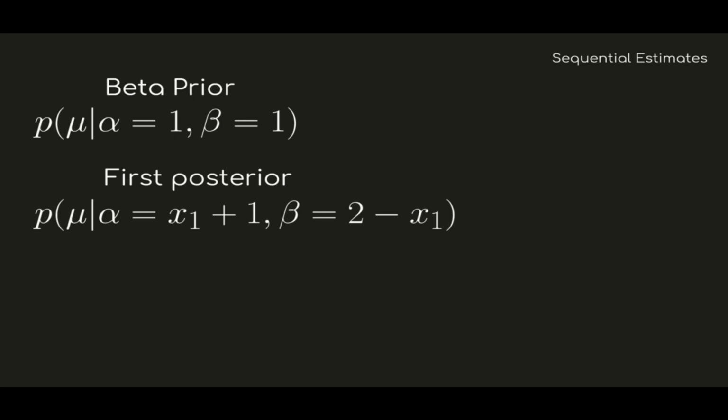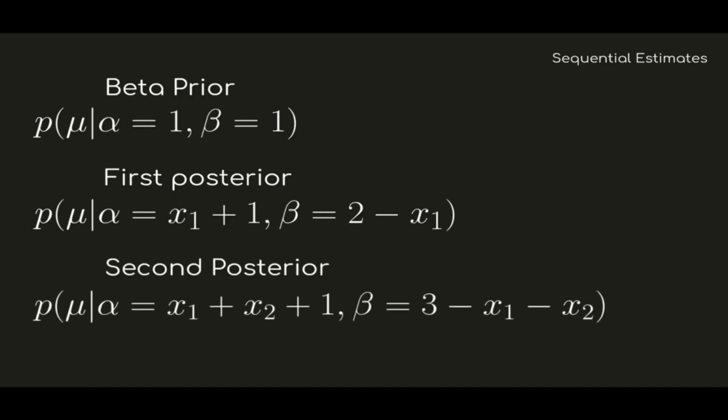After that, for our second try, which is x2, our posterior becomes our prior, which means that after the first toss, this is the new distribution that we expect our parameter to have. Again, because our toss was tails, in the beta distribution, alpha becomes plus 1. Therefore, we have beta 3 minus x1 minus x2. So this will be repeated for all our tosses individually.